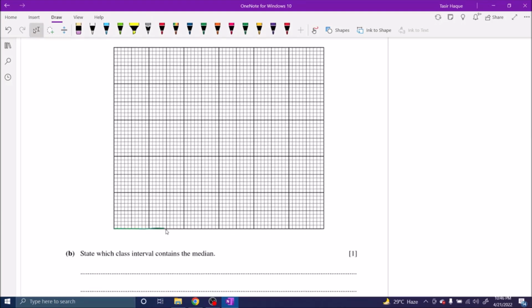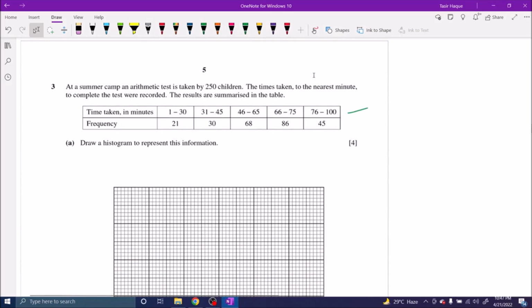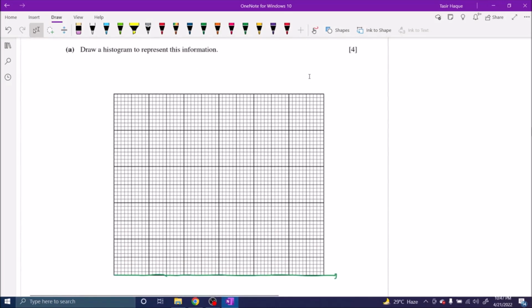The x-axis is time in minutes. What about the y-axis? For a histogram, it is always frequency density. Okay, remember that. So this is our frequency density and this is our time in minutes.